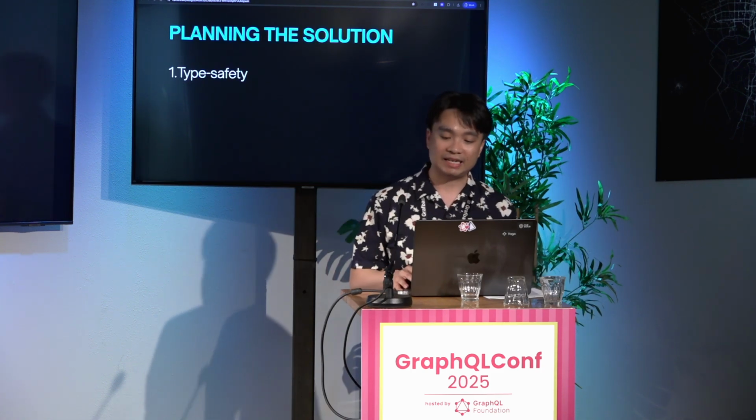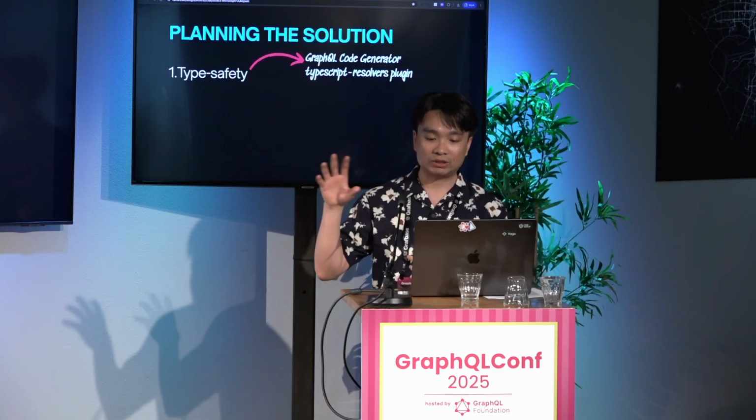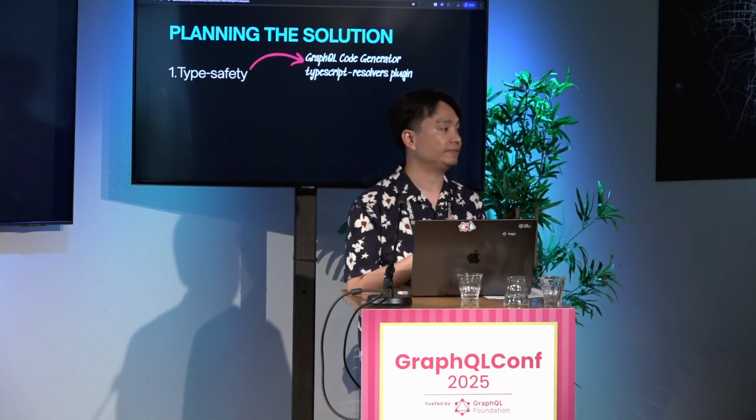The first thing is type safety. I wasn't part of the GraphQL Code Gen team at the time, but I knew of it. I was using the TypeScript Resolvers plugin for my personal project written in TypeScript and Node, so I'm familiar with the types it generates. For me, that was a natural pick for type safety.